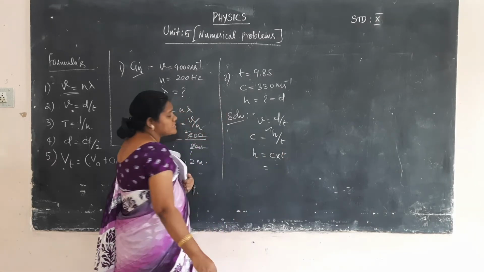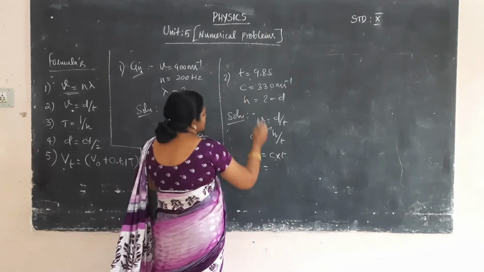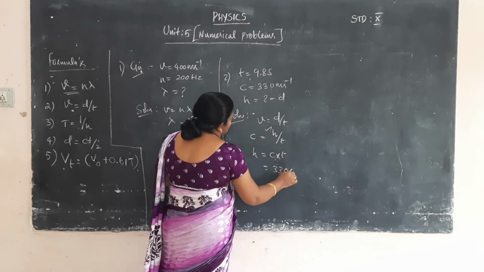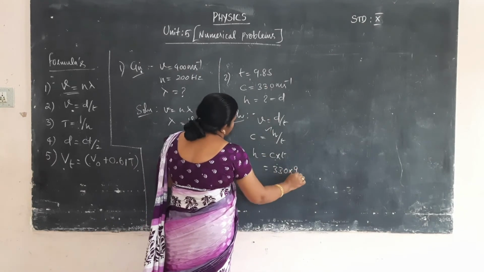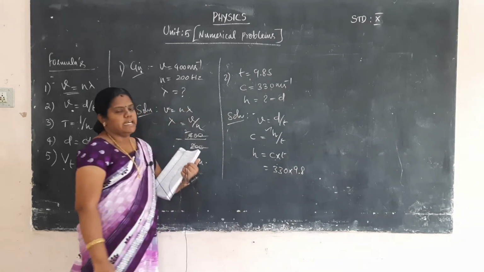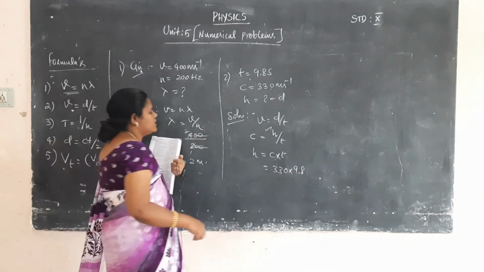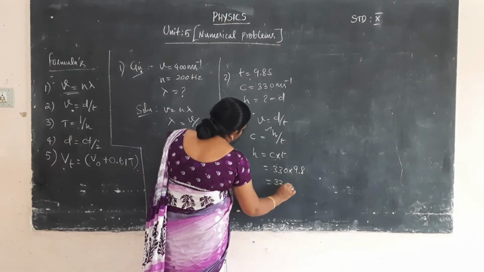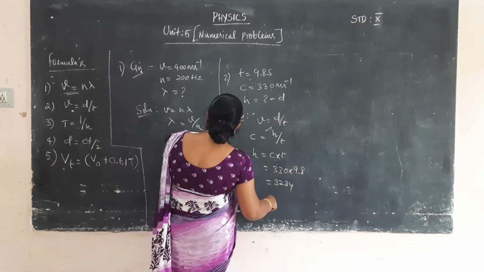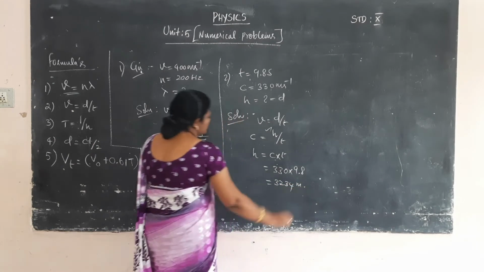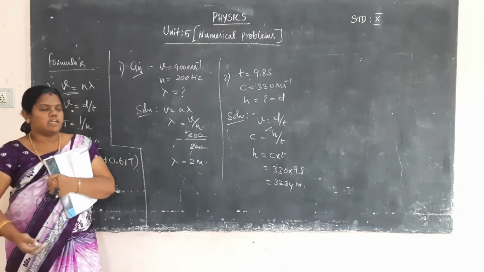Substitute the c value and the t value. The c value is 330 and the t value is 9.8. So 330 into 9.8 is 3234 meter. Okay, so this is the second problem.